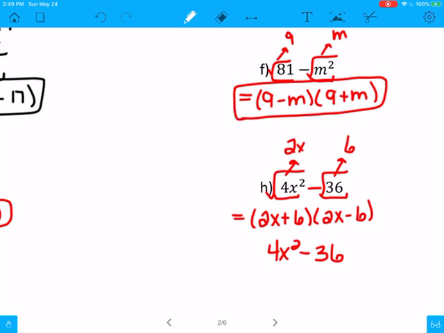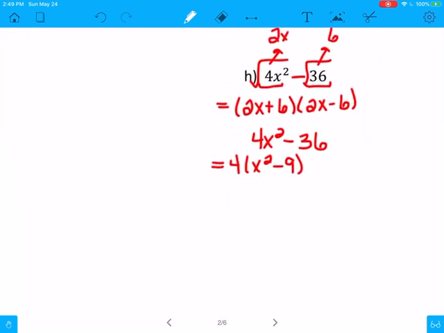So, what can I take out of 4x squared minus 36? I can actually take out a 4. And then I'm left with x squared minus 9. And then x squared minus 9 is actually a difference of squares.